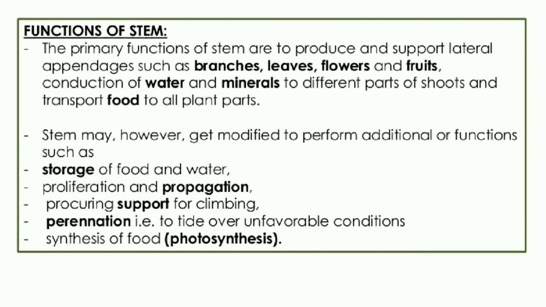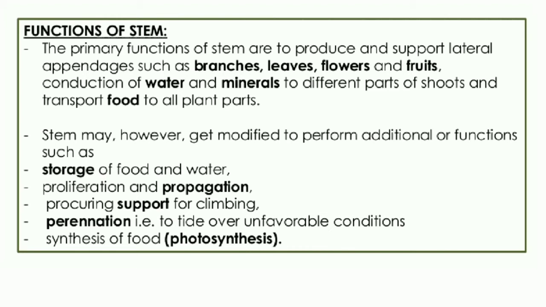Coming to the functions of the stem, the primary functions of the stem are to produce and support lateral appendages such as branches, leaves, flowers and fruits. Means the stem has to produce the branches, support the branches. It has to produce the leaves, it has to support the leaves. It has to produce the flowers, it has to support the flowers. And it has to produce the fruits and it has to support the fruits. Means producing all these parts as well as supporting them, balancing them.